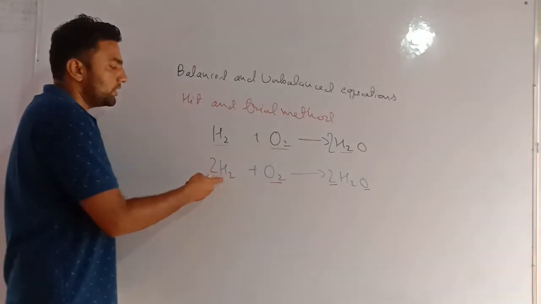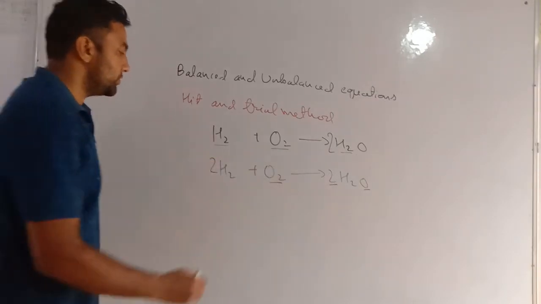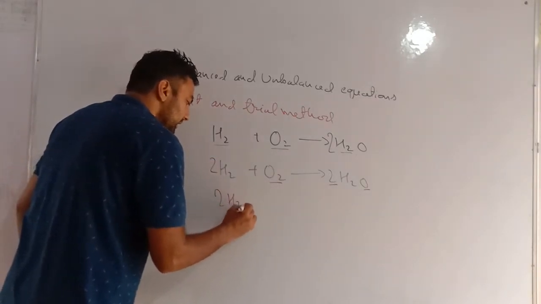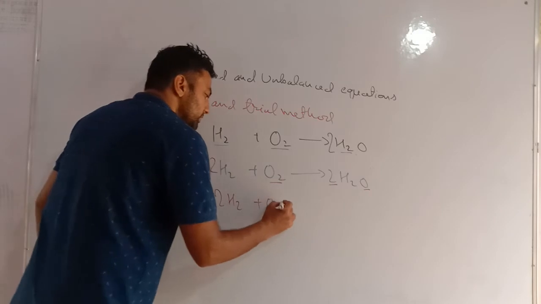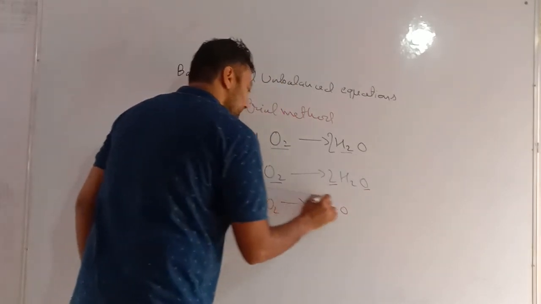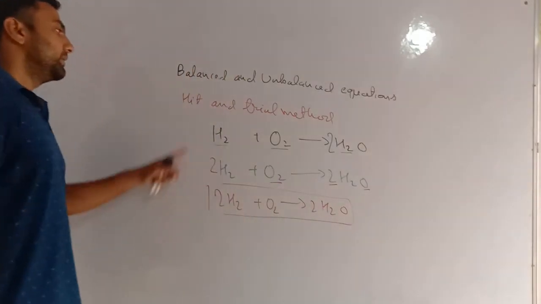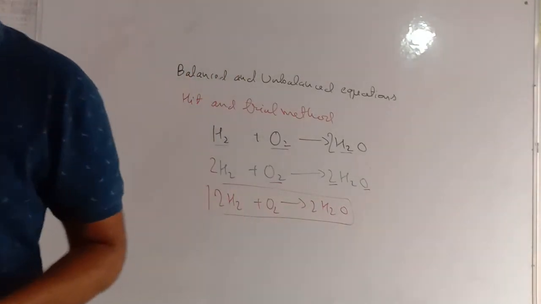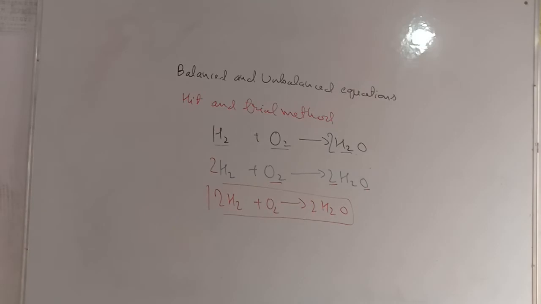It is 2H2 now plus O2 gives 2H2O, and this is now a balanced chemical equation: 2H2 plus O2 giving us 2H2O. This is the hit and trial method. You must surely practice this.